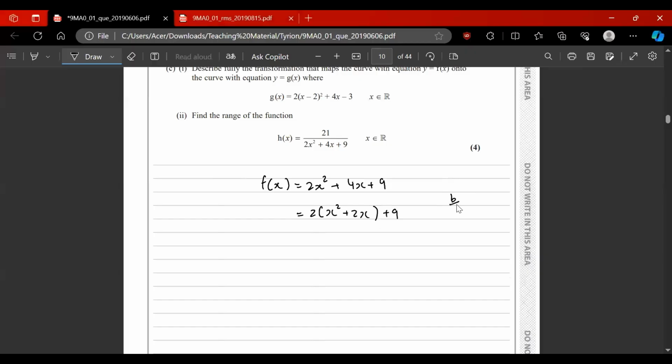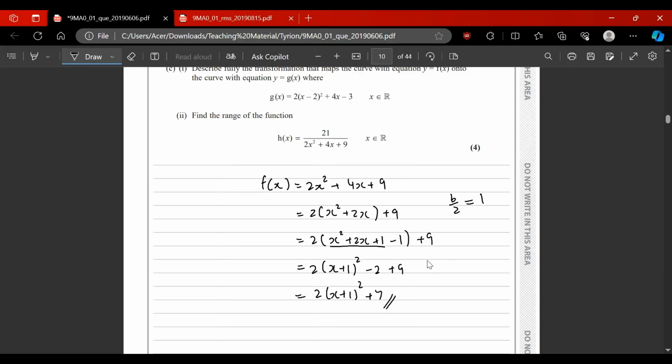So b over 2 is equal to 1. So you add 1 here and you minus 1 as well. So it should be like this: 2(x² + 2x + 1 − 1) + 9. This minus 1, you can multiply by 2 and take outside the bracket. And then this part you can factorize as a perfect square to get 2(x + 1)² − 2 + 9. And this will give you your final answer, 2(x + 1)² + 7.